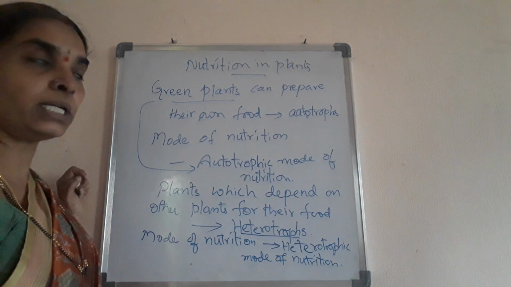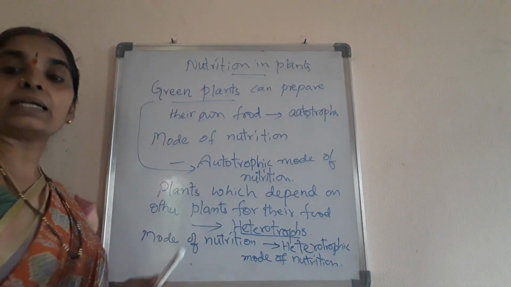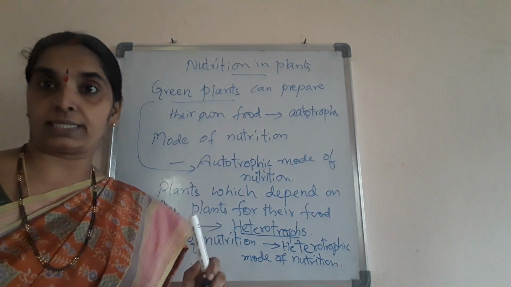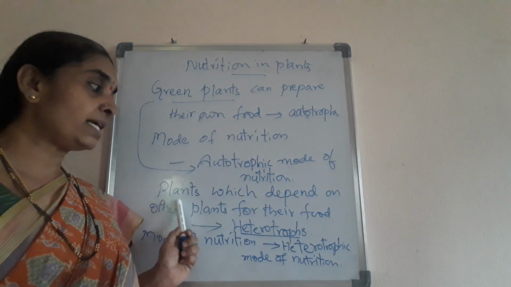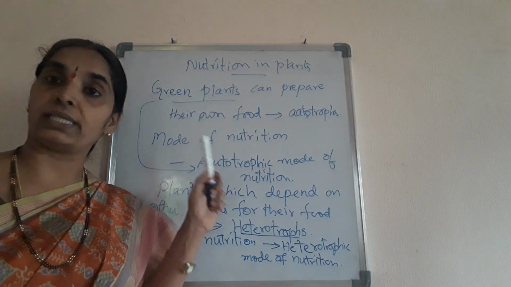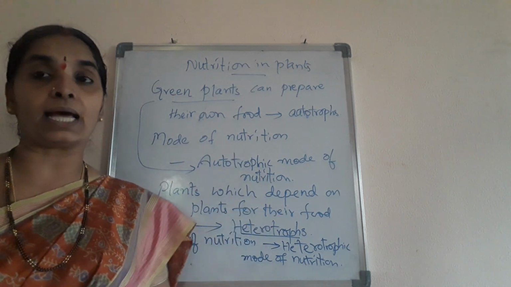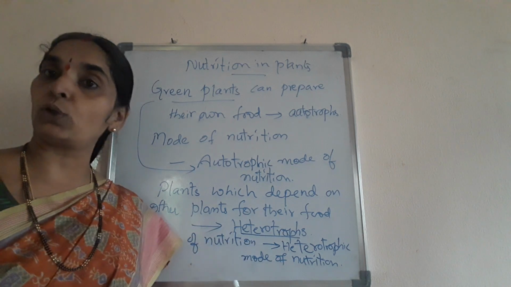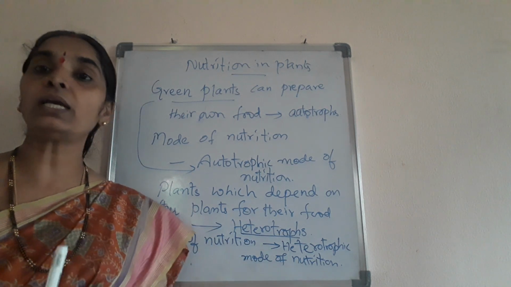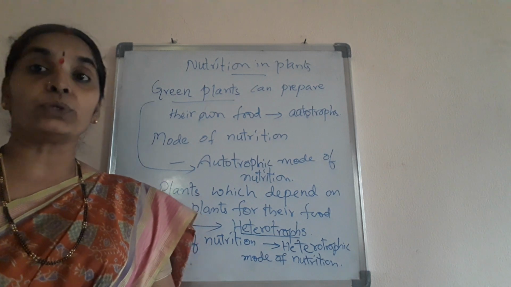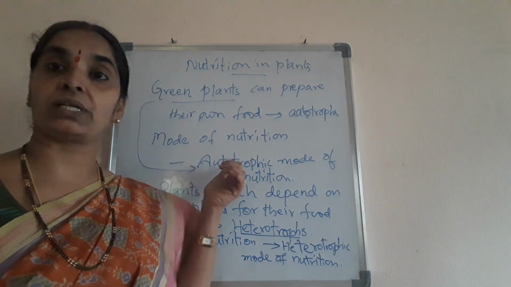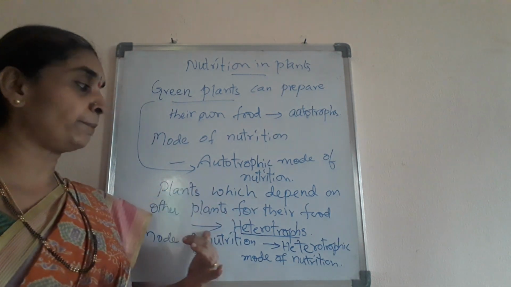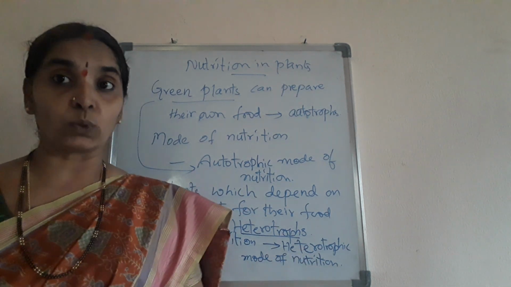Did you understand, children? So that's why green plants, since they prepare their own food, are called producers. And these plants do not prepare their own food. They either depend on the plants or other insects or animals for their food. So they are called heterotrophs and their mode of nutrition is called heterotrophic mode of nutrition. Now you know about the autotrophic mode of nutrition with examples being green plants. Now we'll see the different examples for following the heterotrophic mode of nutrition.